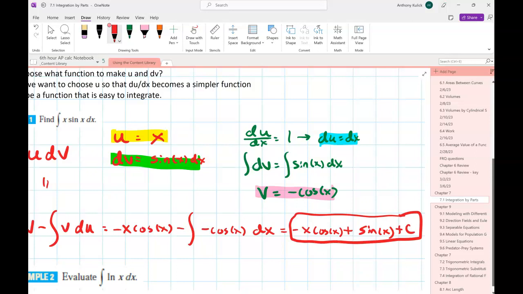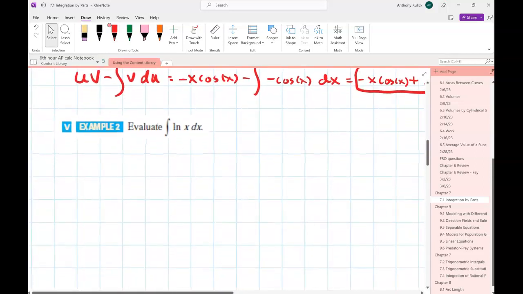Now, is this checkable? If I take the derivative of this, what should I get? x sine x, right? Can you see why we'd get that? When I do the product rule on negative x cosine x, I'm going to get x sine x minus cosine x, and then the derivative of sine x is cosine x, and then they cancel. Okay.